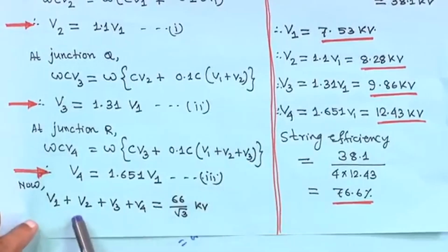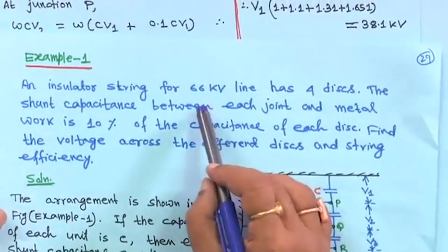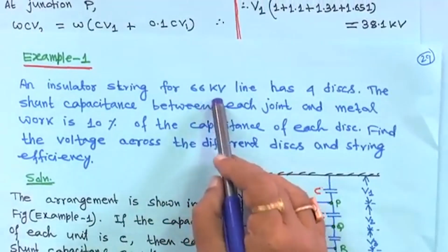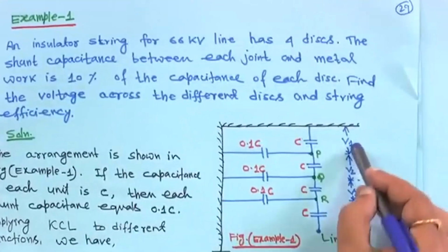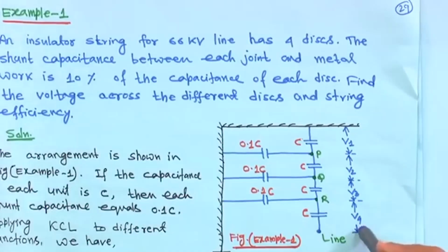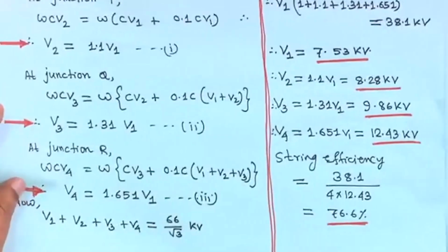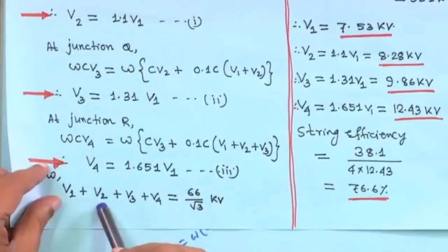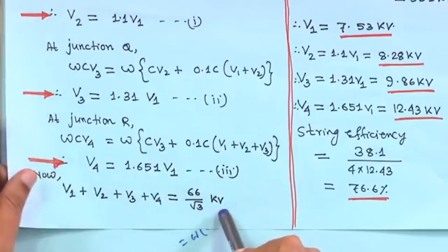Therefore, when the total voltage is given, if nothing is mentioned, it is a line to line voltage, you know that. Total voltage is 66 kV, that means V1 plus V2 plus V3 plus V4 is equal to 66 by root 3, because you have to make it per phase. So V1 plus V2 plus V3 plus V4 is equal to 66 by root 3 kV.